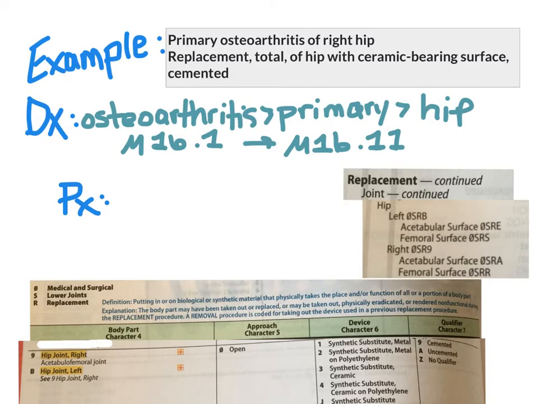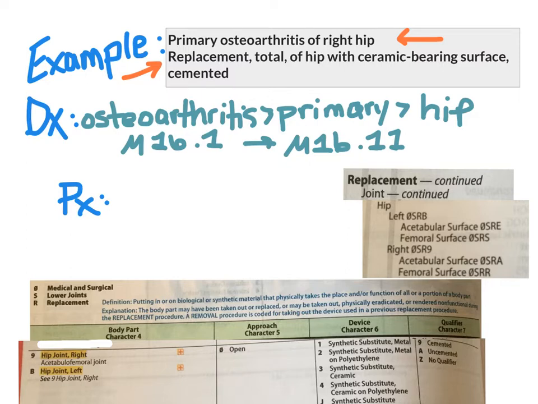Let's take a look at an example from exercise 23.3. Here we have primary osteoarthritis of right hip, replacement procedure, replacement total of hip with ceramic bearing surface cemented. So let's begin with our diagnosis code.